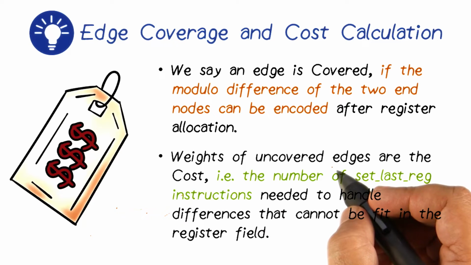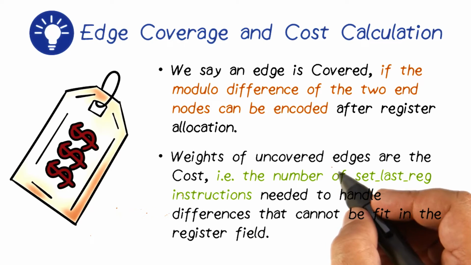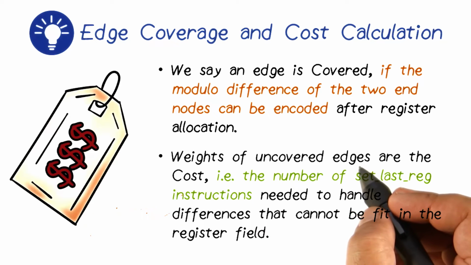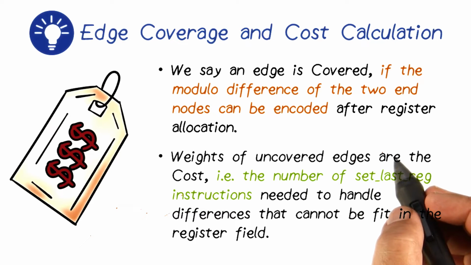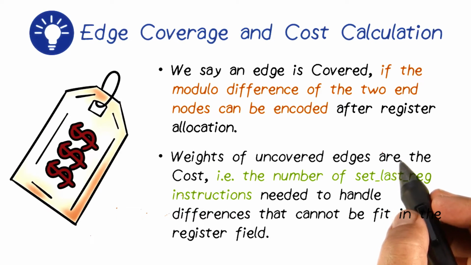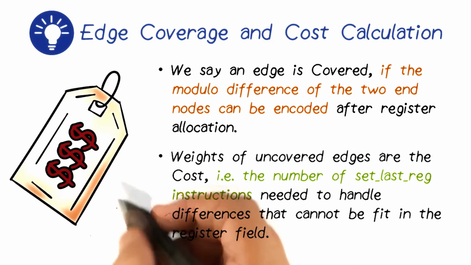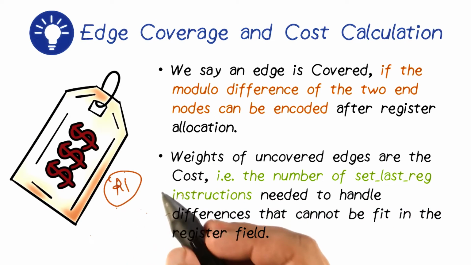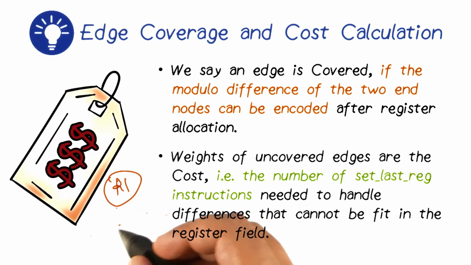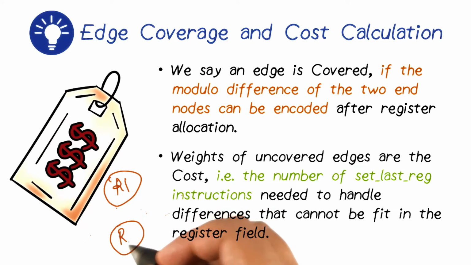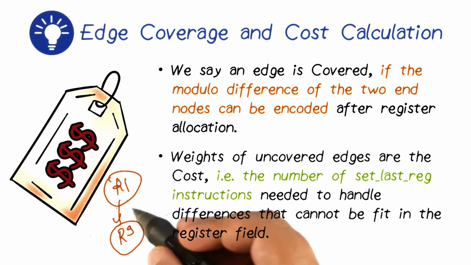So as we know, some differences could not be encoded because they would need, let's say, 3 bits as we saw in earlier examples. And so some edges of this adjacency graph we will not be able to encode using differential encoding. So the weights of uncovered edges are the cost. That is, for those edges, we'll have to insert explicit set last reg instructions because we could not encode those differences. An example here is, let's say, in our case, there is a difference between two accesses, R1 and let's say R9, and the encoding needs here 3 bits, and we have only 2 available.